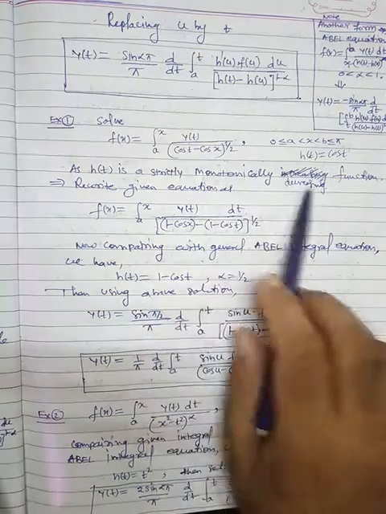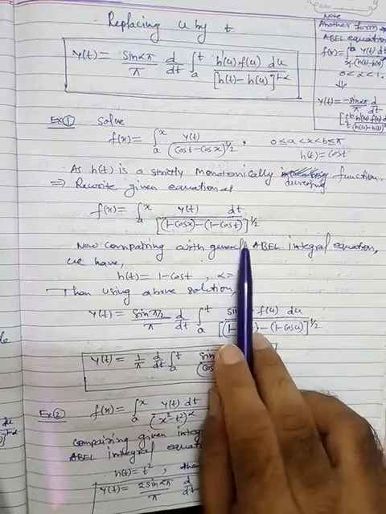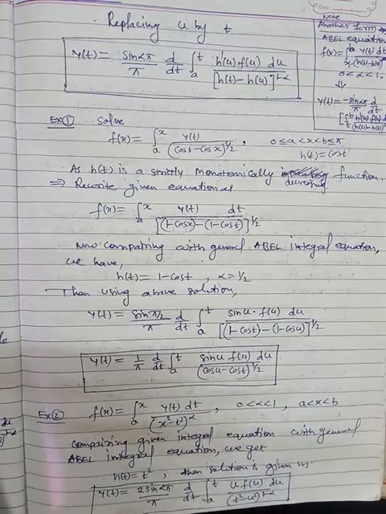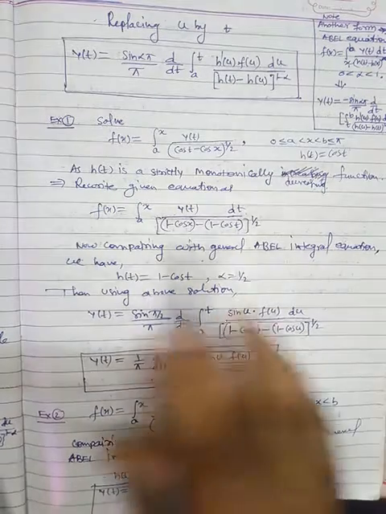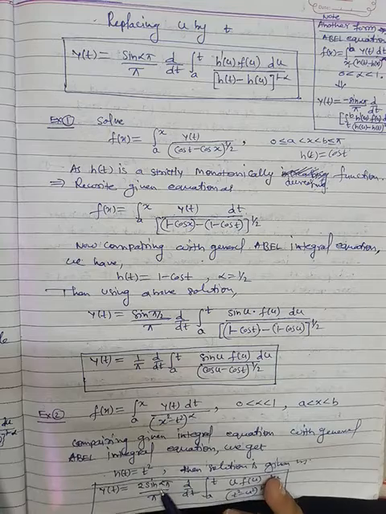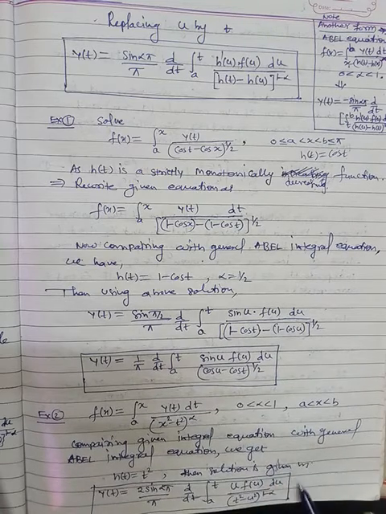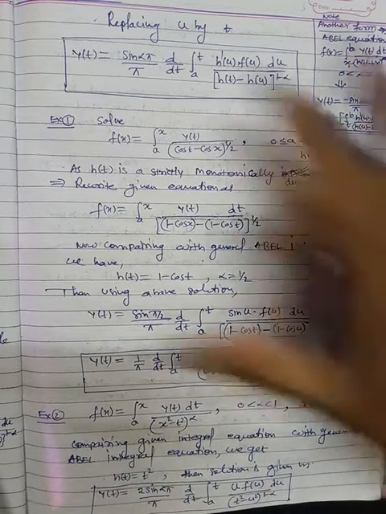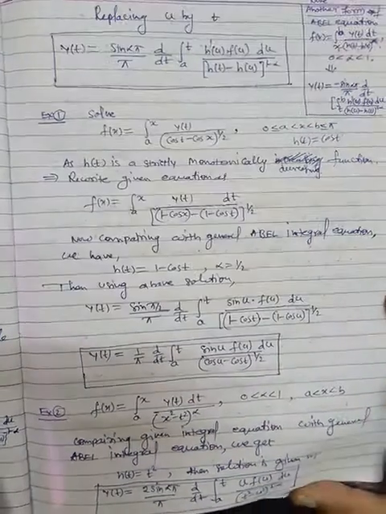So if it is decreasing, then we first have to convert it into increasing, but if it is directly increasing, then there is no need to add or subtract anything. So y(t) is 2 sin alpha pi divided by this. This is the solution. So this is basically the Abel integral equation. Fine.